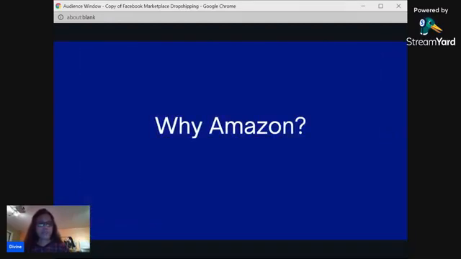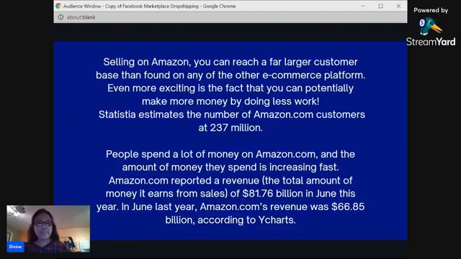So why Amazon? Why do we need to be on Amazon? Even if you are a virtual assistant, and even if you have the ability to invest into something or to be a seller, why do you need to be on Amazon? Selling on Amazon, you can reach a far larger customer base than found on any of the other e-commerce platforms. Even more exciting is the fact that you can potentially make more money by doing less work.